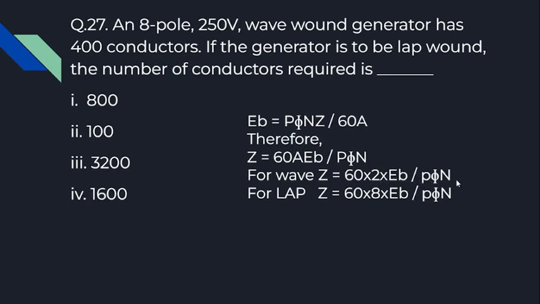If I write the same expression for lap winding, it changes like this: Z is equal to 60 into 8. How did I get 8? Because it is the parallel path, and the parallel path will be equal to the number of poles, and the remaining part remains the same. So by looking at this expression, we can say for lap winding the number of conductors is increased by 4 times, whereas in wave winding A was 2, now it has become 8. So for wave winding, if the conductors are 400, then for the lap winding it should be increased by 4 times, that is 400 into 4, that is 1600. So option 4 will be the answer for this question.